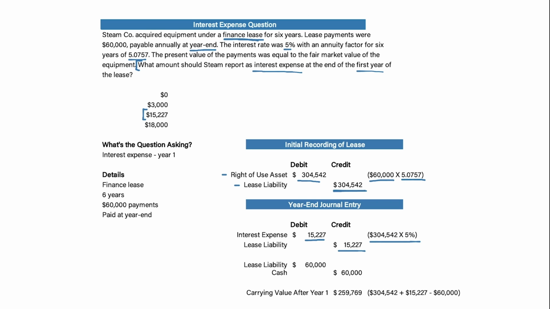So the correct answer here is simply $15,227. But if we want to take this question a step farther and ask what the carrying value is at the end of the year, it starts out at $304,542. It increases by this interest expense, and then it decreases by the lease liability cash payment. So then the ending carrying value is $259,769. So then if it asks about the interest expense for the end of the second year, we'd simply take this carrying value and multiply it by the 5% interest rate.